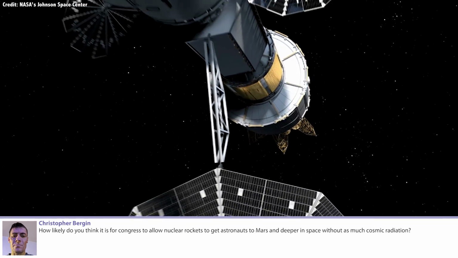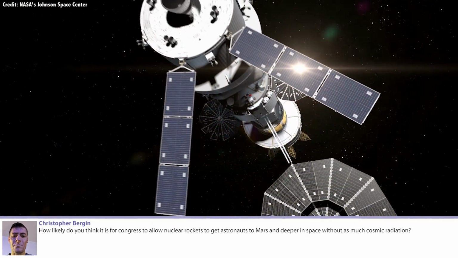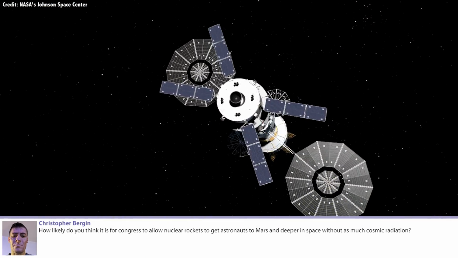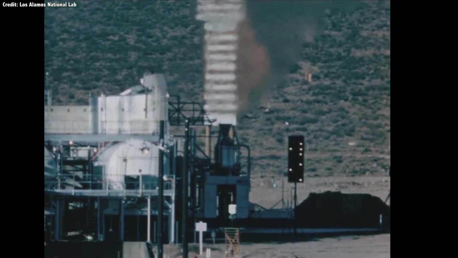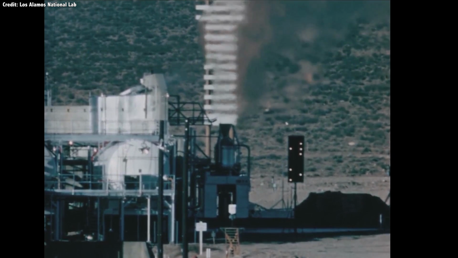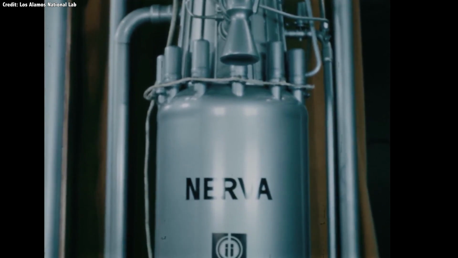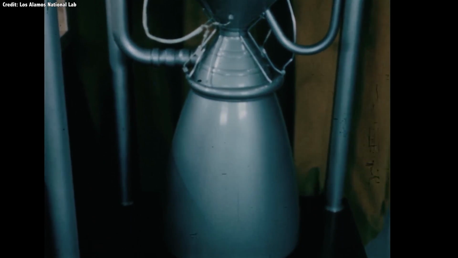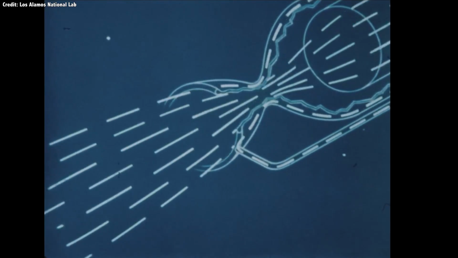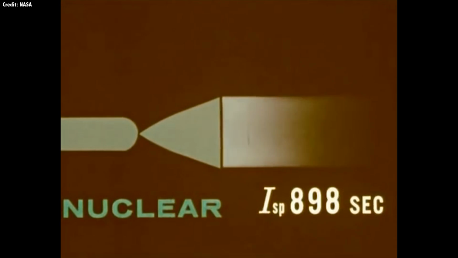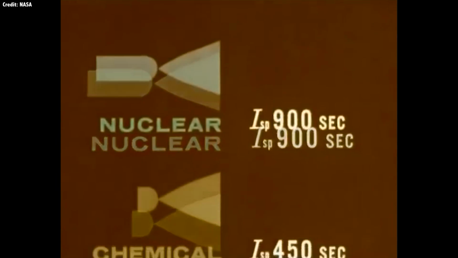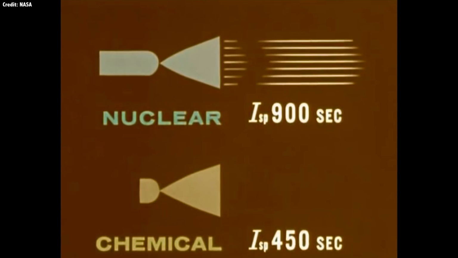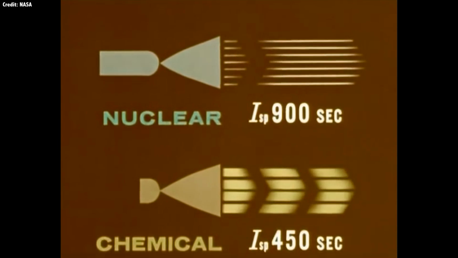Christopher Bergen: How likely do you think it is for Congress to allow nuclear rockets to get astronauts to Mars and deeper in space without as much cosmic radiation? The chances are pretty good at this point. Now, nuclear rockets, this is an idea that's been around for decades. I just go back to every good idea was thought of back in the 60s, and nuclear rockets were developed back in the 60s and 70s and have been tested for decades, and they work great. You have a fission reactor, you heat up some kind of propellant like hydrogen, you blast it out the back of the rocket, you get a huge specific impulse, much better than a chemical rocket. You could cut down the travel times to and from Mars by a couple of months.